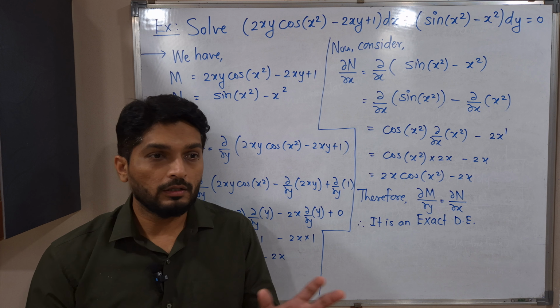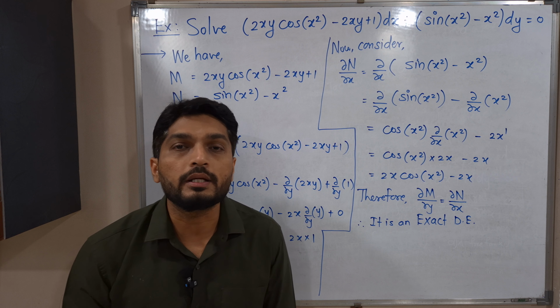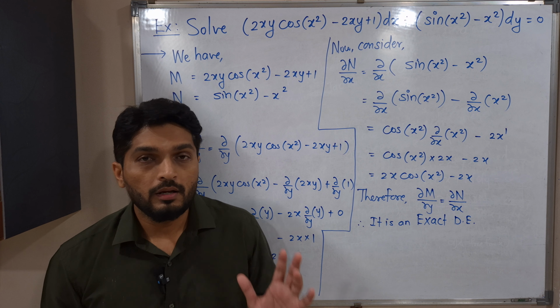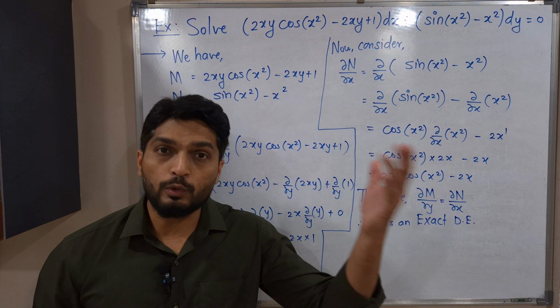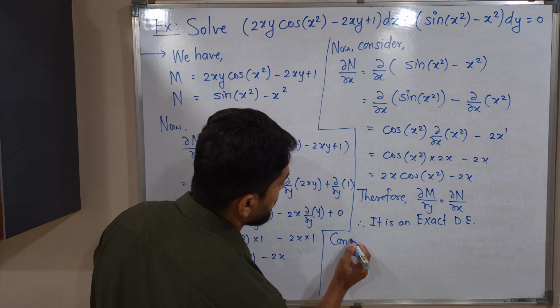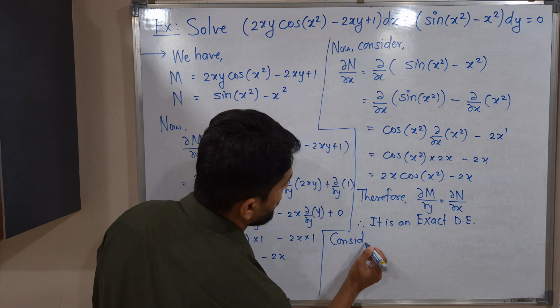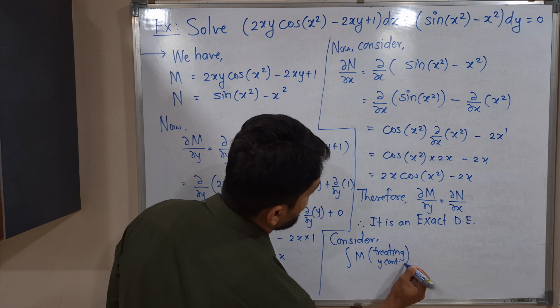So you remember there are two integrals. We cannot solve both integrals simultaneously. I will find the value of the first integral first, and then I will go for the second integral. So what is the first integral? Consider the first, integration of M, treating y as constant, and with respect to x.